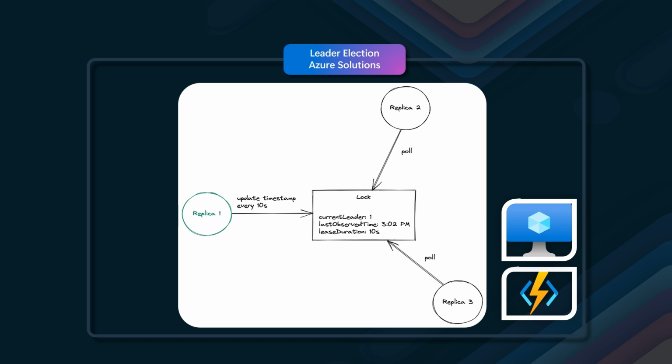A lock mechanism is employed to manage and record the leadership status. This lock contains information such as the current leader, the last observed time, and the lease duration. The current leader, replica 1, updates the timestamp every 10 seconds to maintain its leadership status. This process is known as the heartbeat.